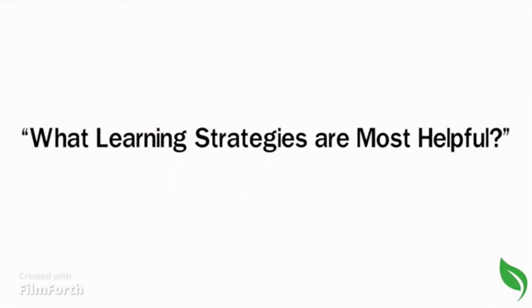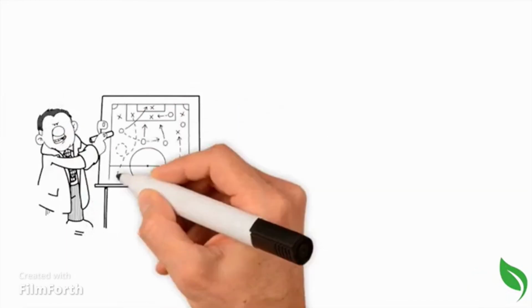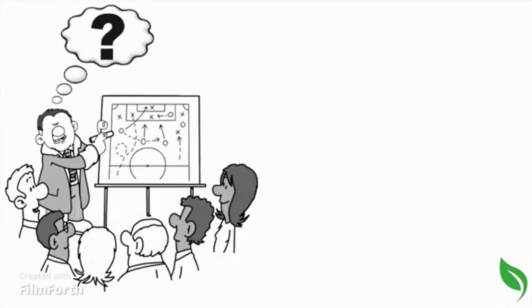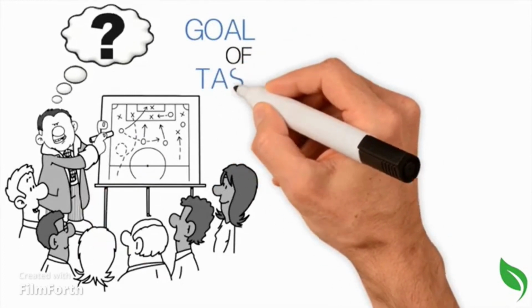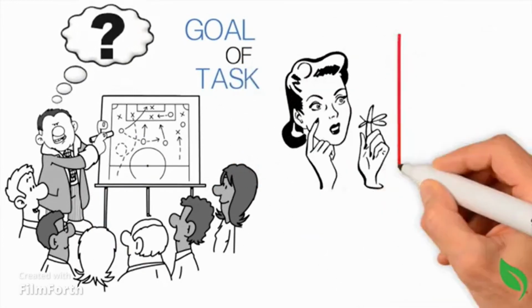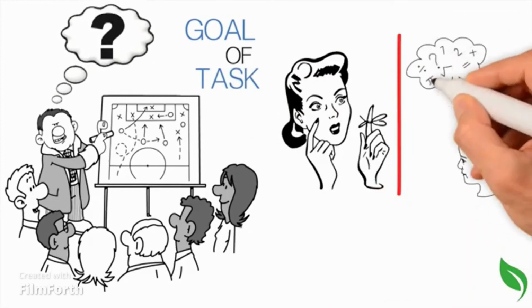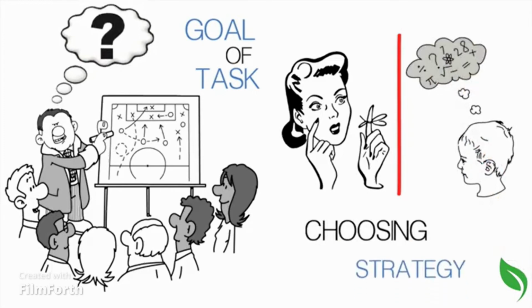By Academy of Learning Career College. What learning strategies are most helpful depends partly on the task. Thus, the first question to ask is, what is the goal of the task? What is helpful for simply remembering information is different than what is helpful for evaluating or creating information, and so choosing a strategy depends on what the learner needs to do.